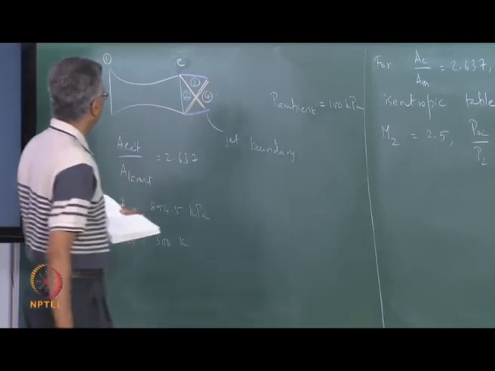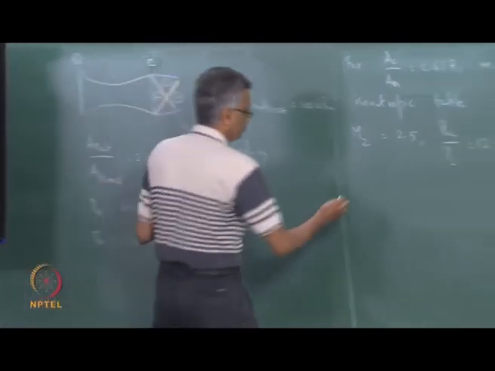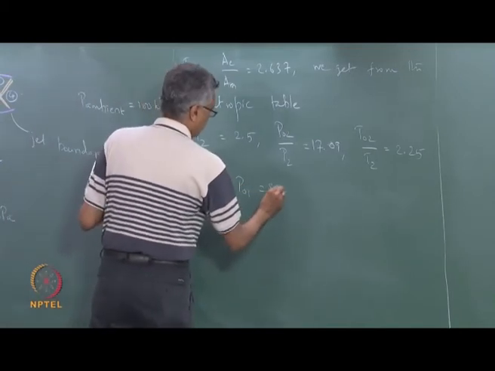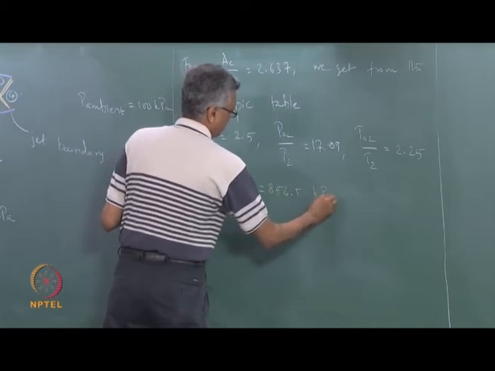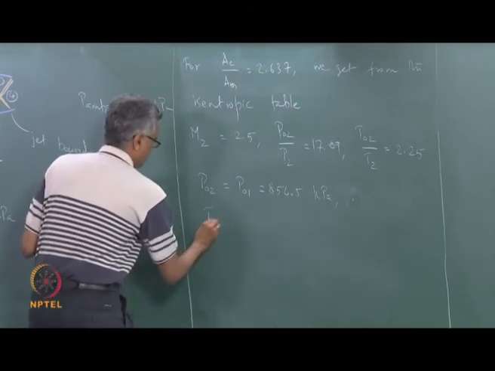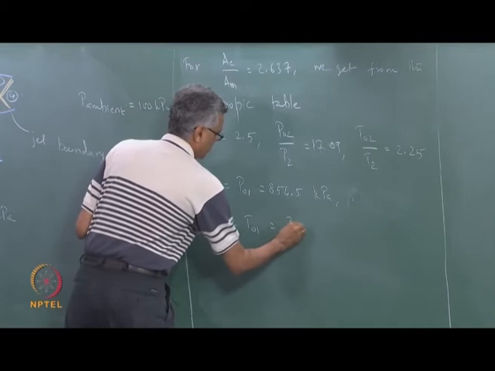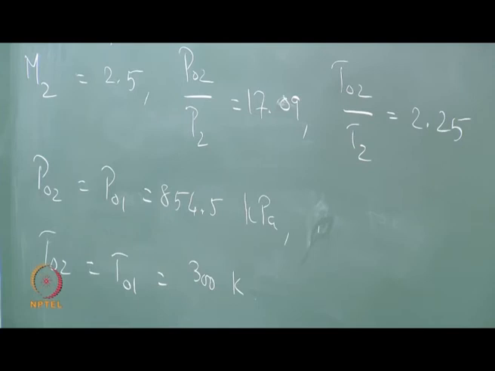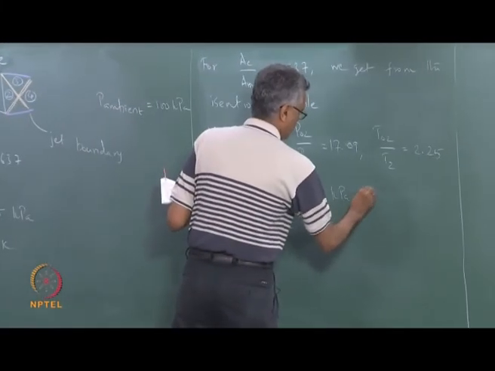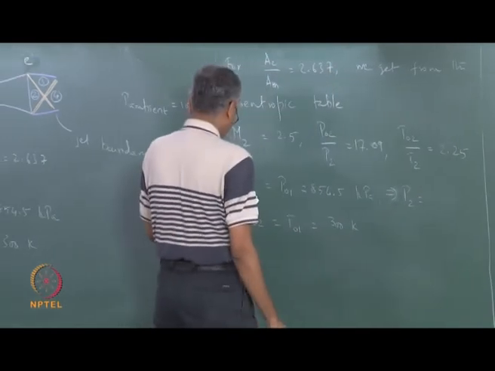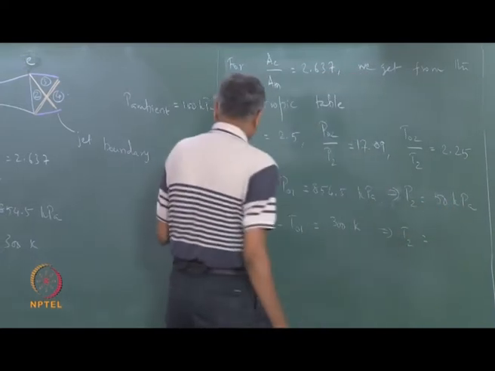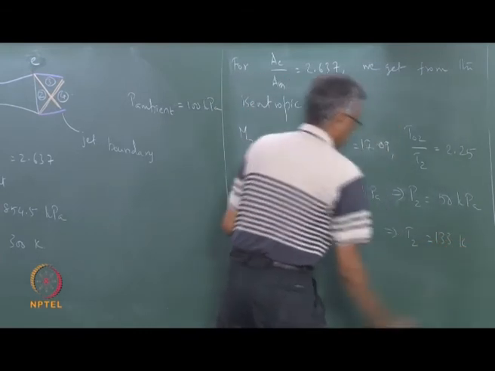P02 is equal to P01 because the flow is isentropic up to that point, right. So, P02 is equal to P01 is equal to 854.5 kPa, and T02 is equal to T01, that is equal to 300 Kelvin, because the flow is isentropic until state 2, which means I can get from this P2 can be calculated as 50 kilopascal, and from this T2 can be calculated as 133 Kelvin.